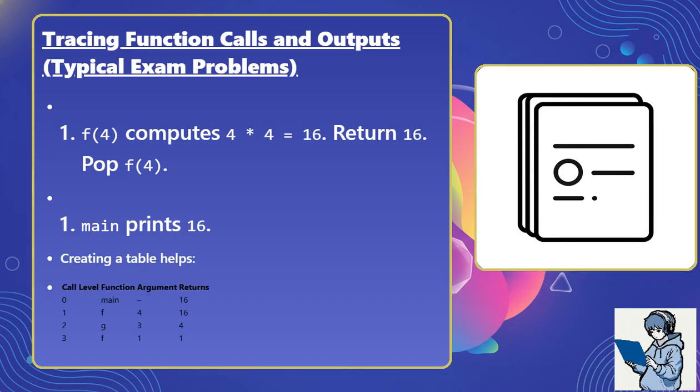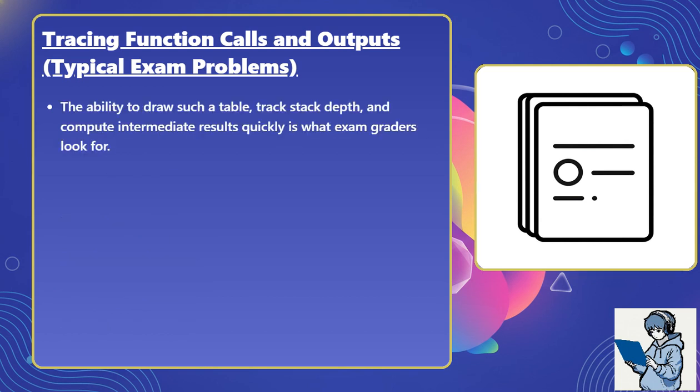Table with columns: call level, function, argument, returns. Row 0, call level 0, function main, argument none, returns 16. Row 1, call level 1, function f, argument 4, returns 16. Row 2, call level 2, function g, argument 3, returns 4. Row 3, call level 3, function f, argument 1, returns 1. The ability to draw such a table, track stack depth, and compute intermediate results quickly is what exam graders look for.